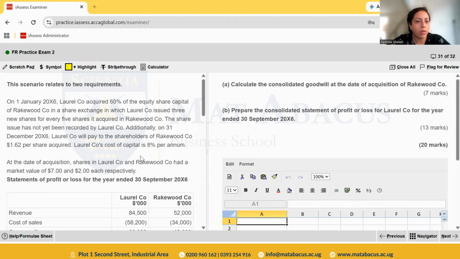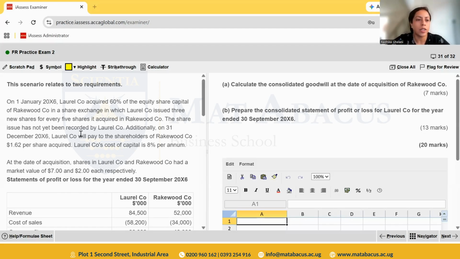Okay, so one of the things involved in the cost of investment, they've not clearly told us the cost of investment. They've given us what it's made up of. And you can see that, first of all, they've told us that there was a share consideration. And the share issue has not yet been recorded by Laurel Company. Additionally, on 31st December 2016, Laurel Company will pay to the shareholders of Rakewood $1.62 per share acquired. So that's called deferred consideration, isn't it? Because they're going to pay it 1 year down the line.